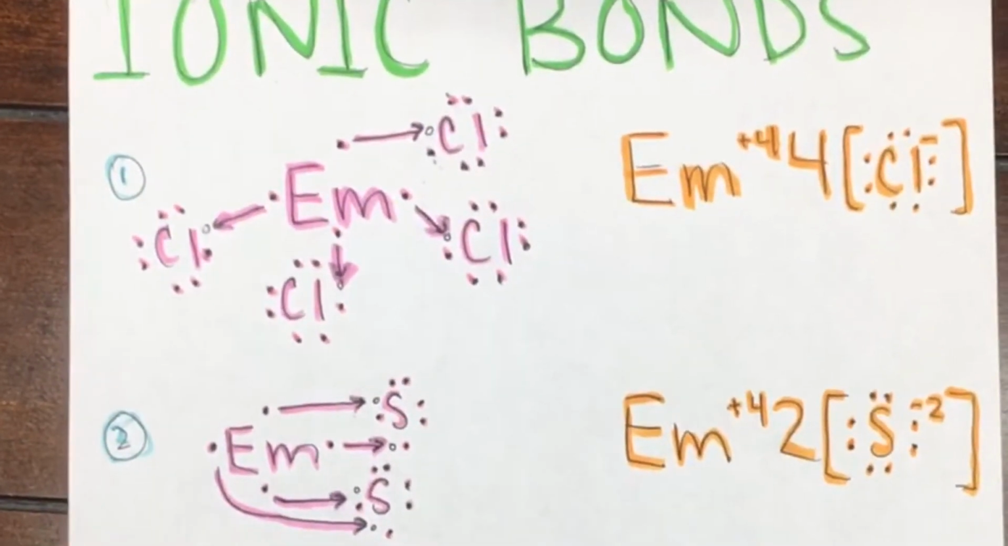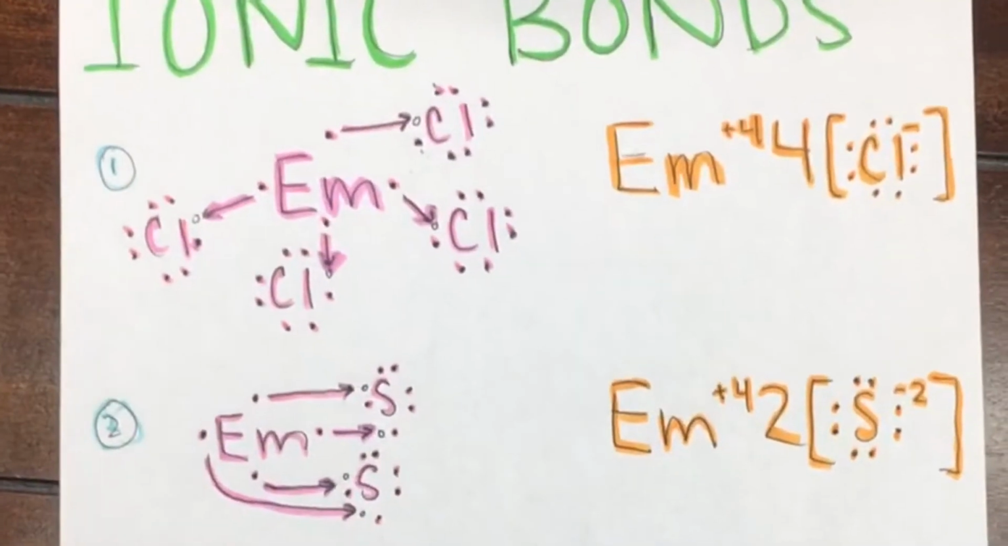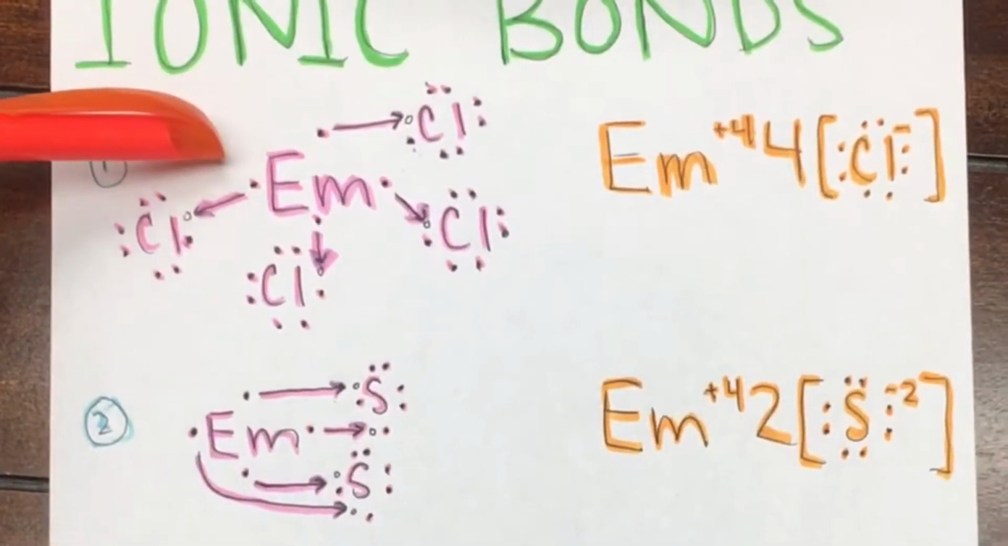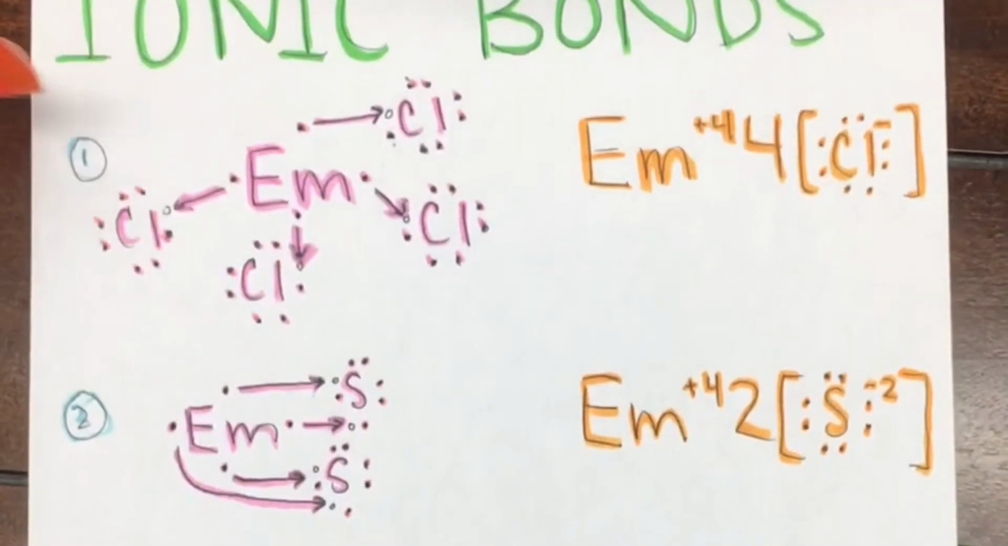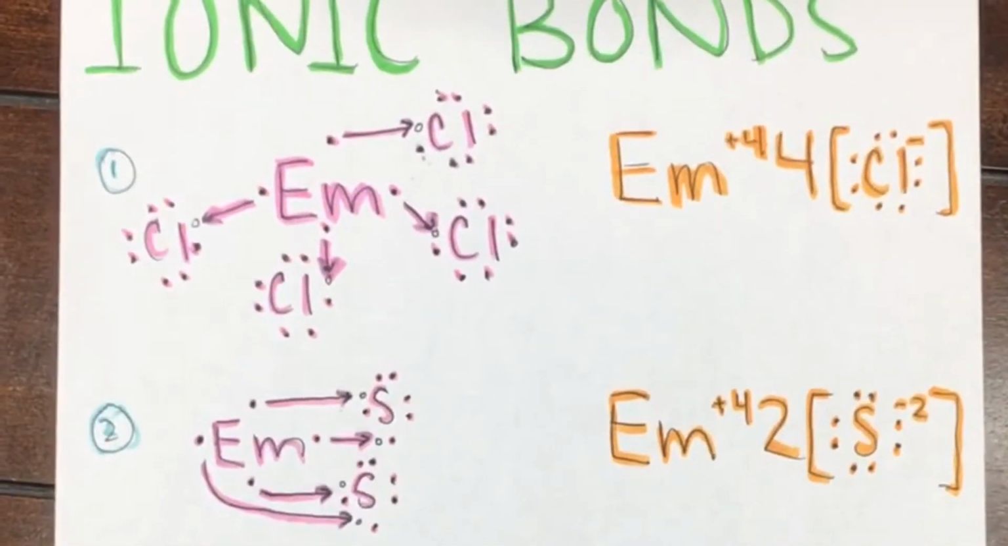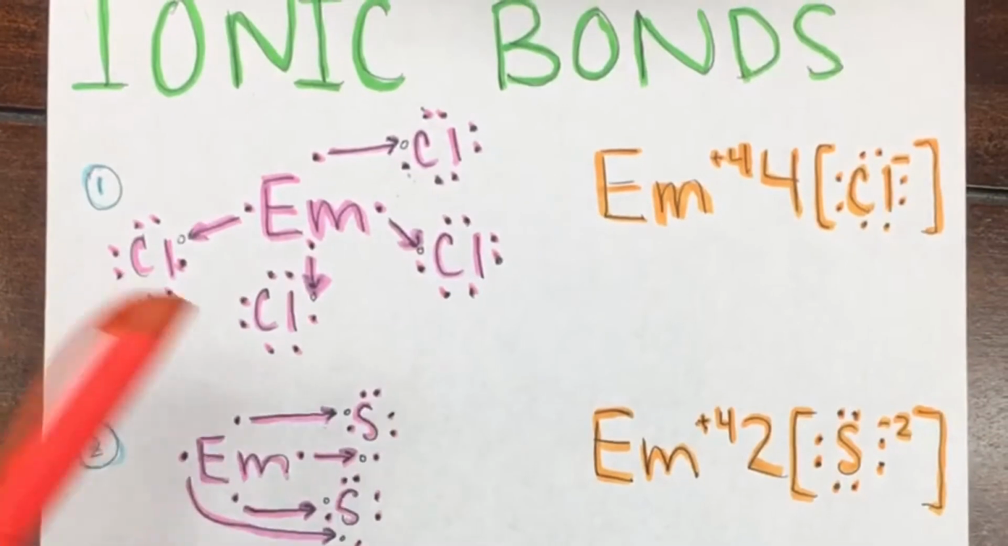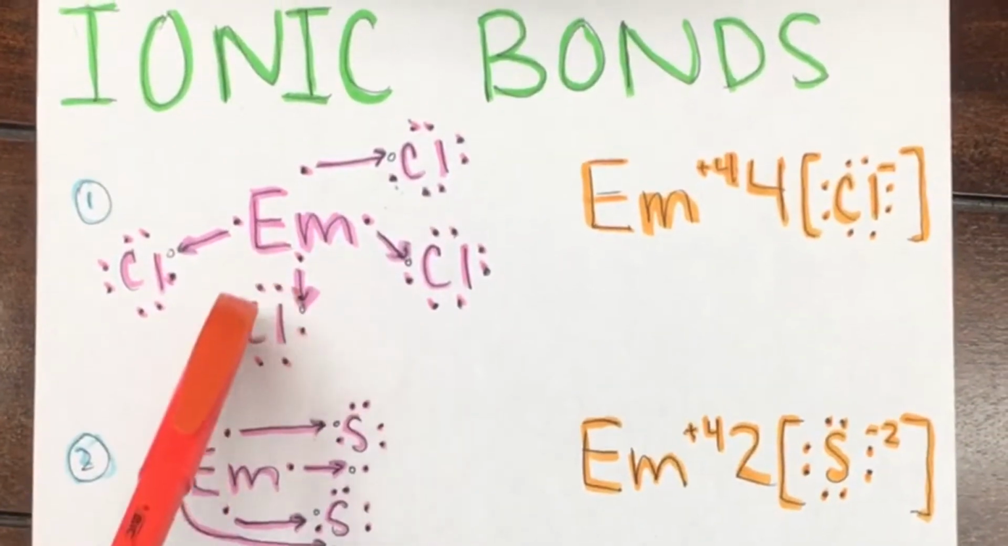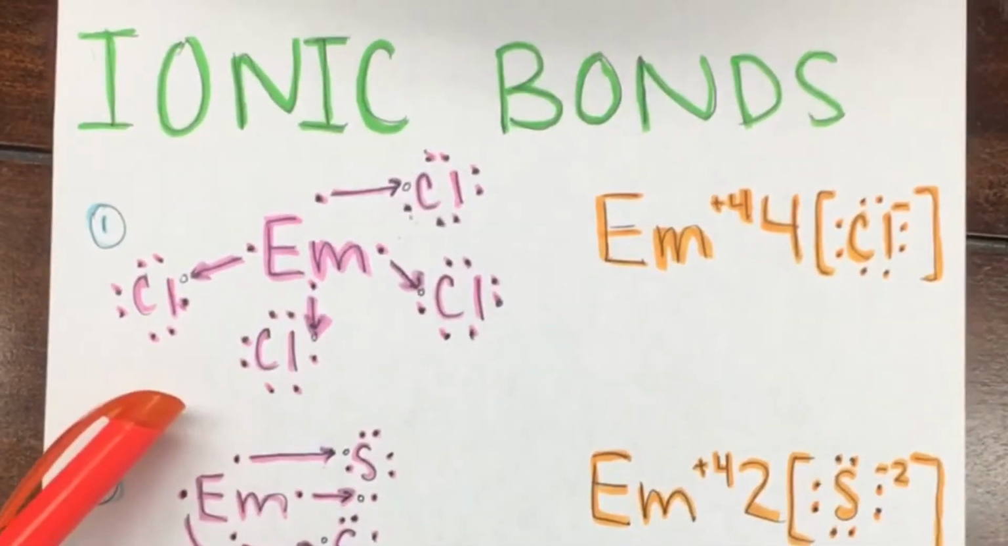Ionic bonds happen between metals and nonmetals. We know that ethiopium is a metal because it has 4 valence electrons, and on the periodic table it is under the metalloid stair step. The metal is giving away electrons to the nonmetal, which is gaining electrons.